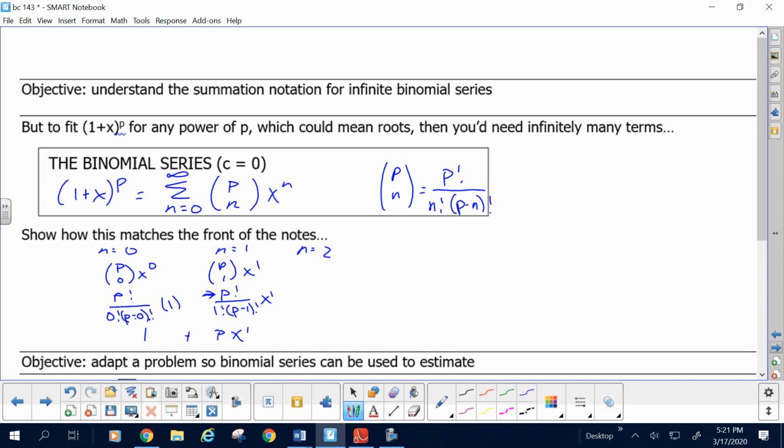If n equals 2 goes in, then I'd have p choose 2 x squared. And combination-wise, that would be p factorial over 2 factorial times p minus 2 factorial, x squared. But again, trying to imagine what the factorials would drop out as, I would take the p factorial and strip off factors until it could cancel with p minus 2. Now when I did that, I would strip off a p and a p minus 1 until I got to p minus 2. So I would have p times p minus 1 over 2 factorial, x squared.